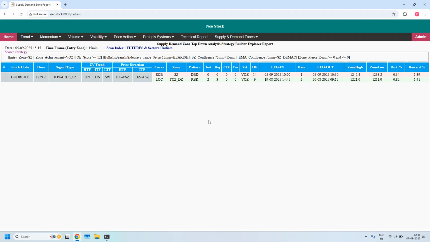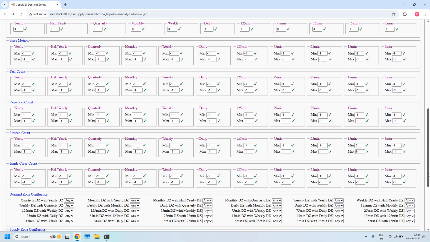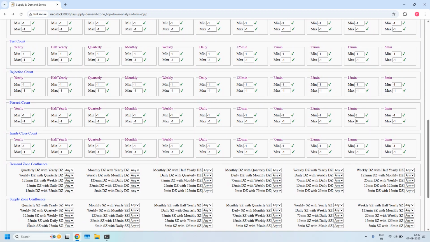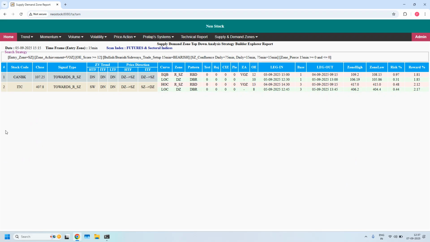Okay, next LTF, ITF, HTF supply zone confluence. Removing ITF EMA filter. In the supply zone confluence, three filters we have to set. First one is already enabled. Next 15 minutes and daily. 75 minutes and daily supply zone confluence. With all the three filters, we got two stocks. So these two 15-minute supply zones are overlapped with 75-minute supply zone. Both together again overlapped with daily supply zone. And daily trend is downtrend in only one stock.